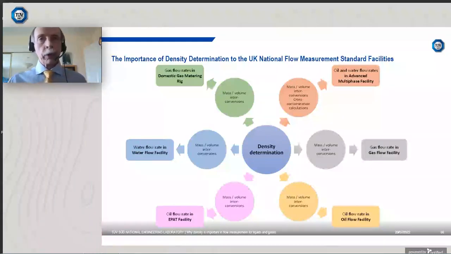And one of our most recent facilities, our domestic gas metering rig, we need gas densities for pure components and mixtures as functions of temperature and pressure. So density is basically at the heart of everything that we do in terms of flow metrology, and it should be at the heart of your thinking when you're considering flow measurement systems.